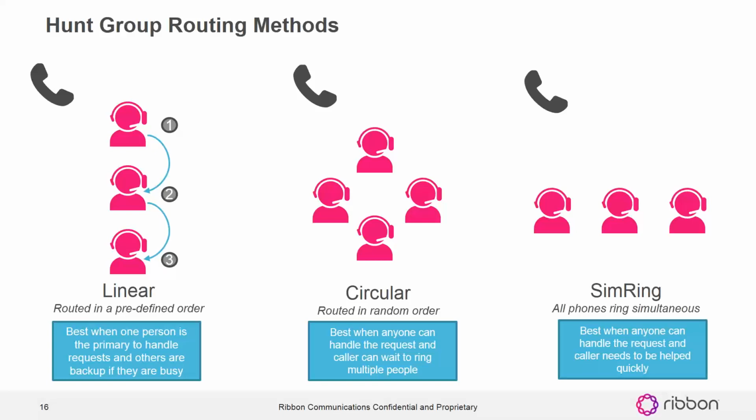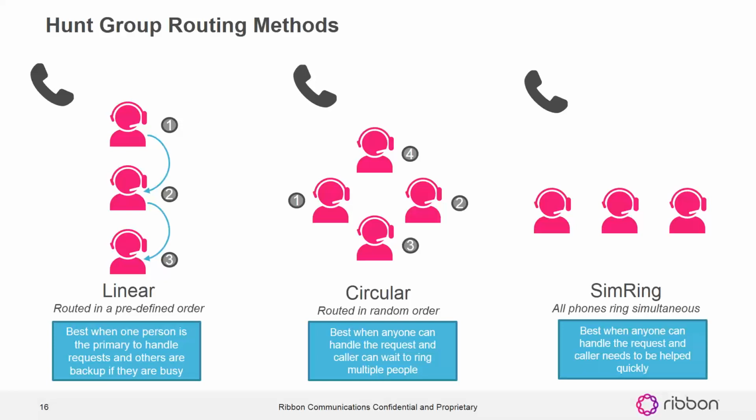This is great when you've got a primary person who would answer that call and handle it, but then you've got backups if those people are busy. But you always want it to go to Susie Q. The circular is going to do just a random order, and it may be different each time.